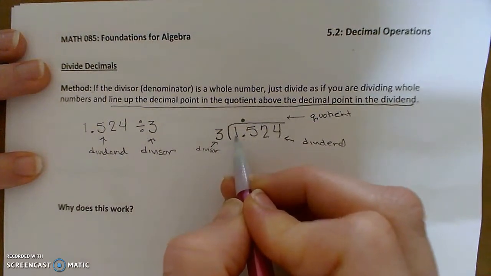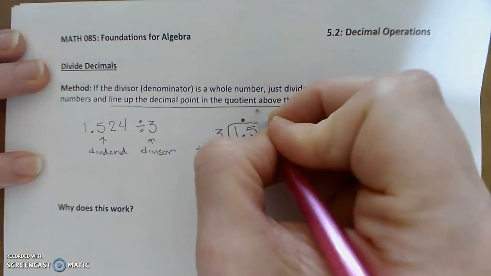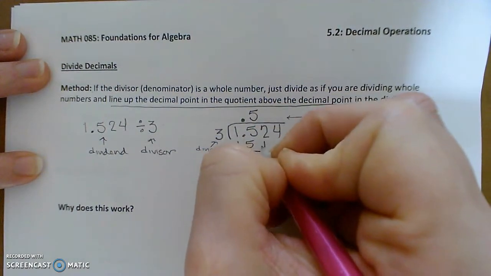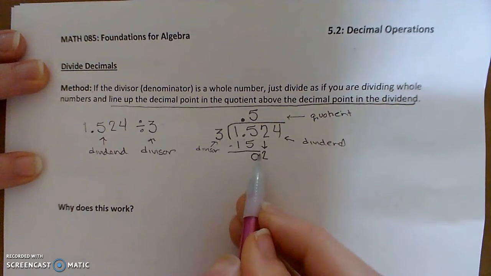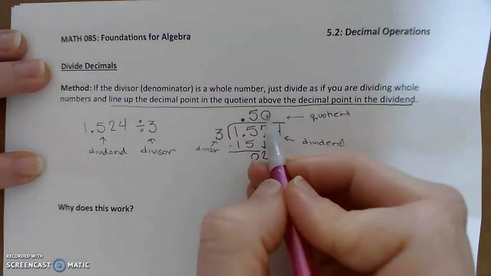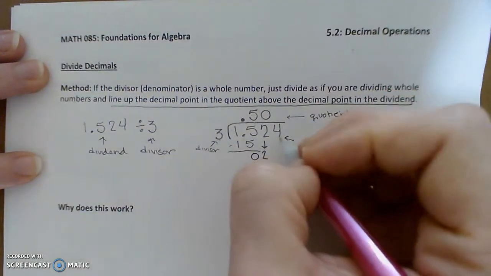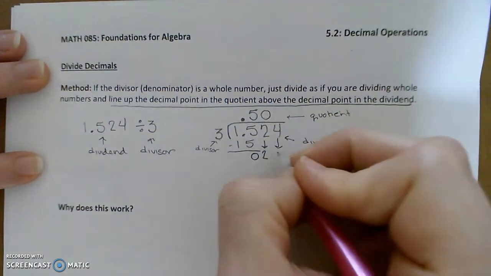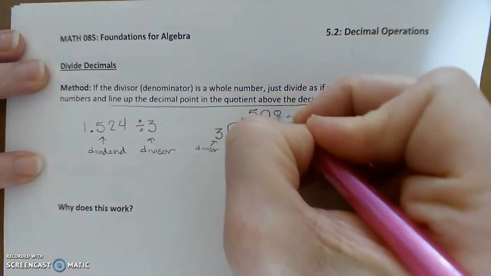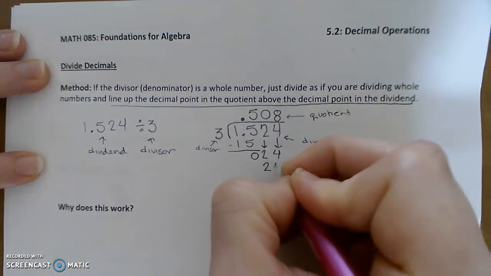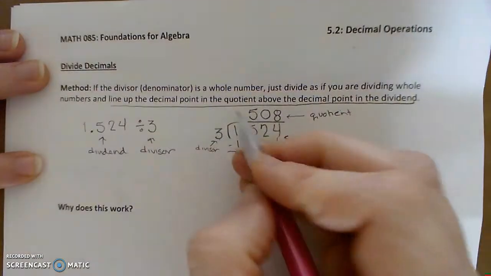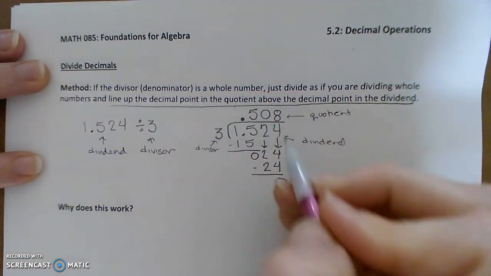3 goes into 1, it doesn't, so move to the next digit. 3 goes into 15 5 times. 5 times 3 is 15. Subtract, you get 0. Bring down the next digit. 3 goes into 2 0 times, so make sure to put the 0 there. You can always do 0 times 3 and do that, or the shortcut, which is to just bring down the next digit after you write the 0 up there. 3 goes into 24 8 times. 8 times 3 is 24. Subtract, and we get that happy 0 remainder. So the quotient is 508 thousandths.